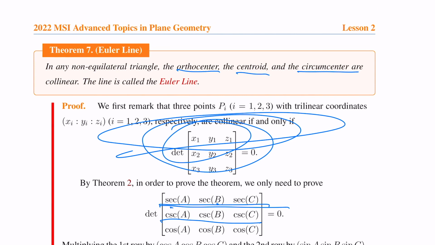This line is called the Euler line, and it is a very interesting line in geometry. You will see more interesting lines in the homework and the materials we are going to talk about next week.